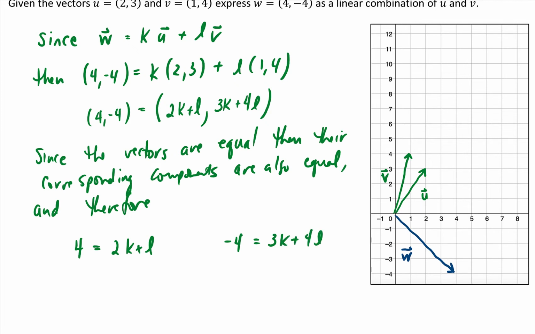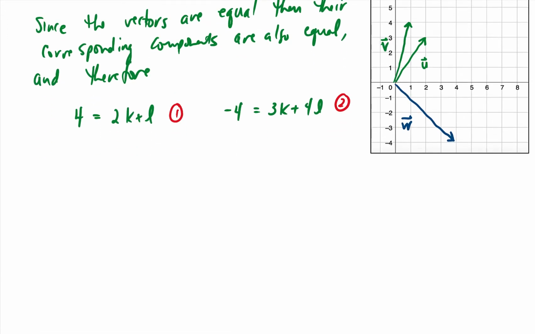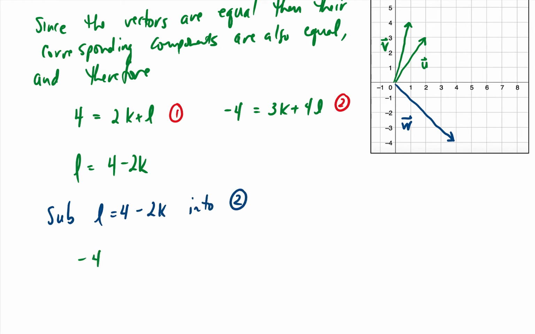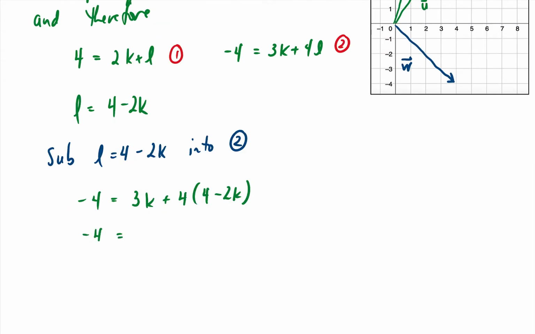So let's call those equations 1 and 2. What we could do is isolate equation 1 for l. So I'm going to get l is equal to 4 minus 2k. And then I'm going to sub l equals 4 minus 2k into equation 2. So we end up with -4 is equal to 3k plus 4 times our l value, which is 4 minus 2k. So this gives us -4 is equal to 3k plus 16 minus 8k. Next we have 5k's are equal to 20, and therefore k is equal to 4.